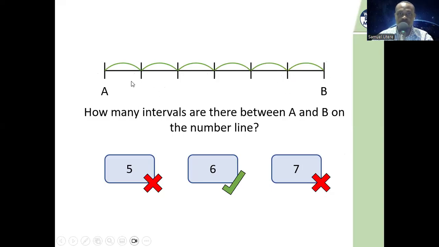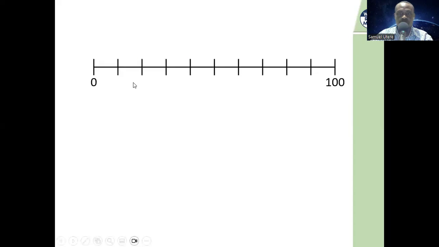I would like to write on it just for emphasis. So that's 1, 2, 3, 4, 5, 6. So we have 6 intervals. Okay, so now that you know intervals, let's make some progress in our learning. If I ask you to complete this number line of intervals, how would you go about it?